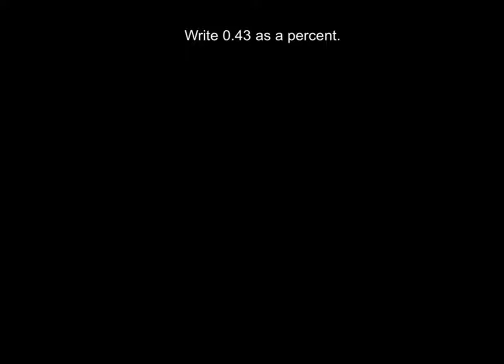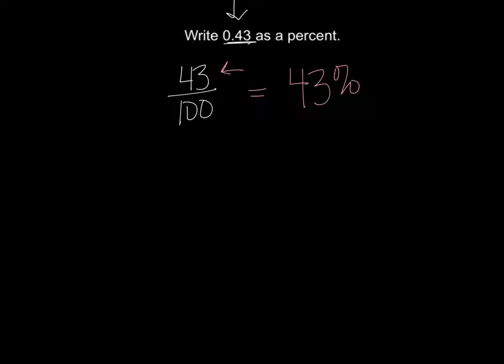If I wrote this decimal, 43 hundredths, as a percent, my first step was to write it as a fraction. I say this one as 43 hundredths, and I know I can write it the same way as a fraction, 43 hundredths. Now this one's easy peasy lemon squeezy because it's already 100 at the bottom. And if it's already 100 at the bottom, then I just know that this is my percent. So this equals 43%. And we're done with that. Now let's look at the second method.